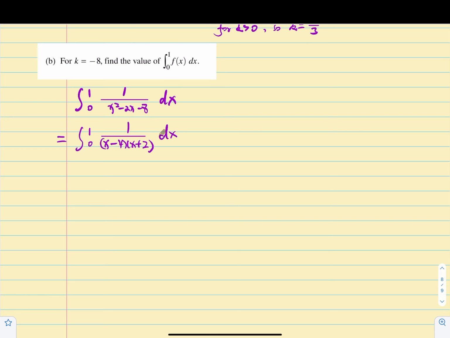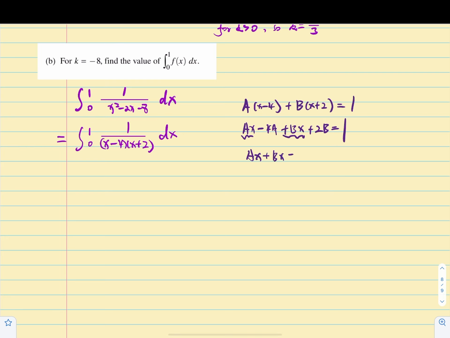So together, this needs to equal 1. I set a multiplied by x minus 4 plus b multiplied by x plus 2 equal to 1. So we find ax minus 4a plus bx plus 2b equal to 1. That means ax plus bx is equal to 0, so a plus b is equal to 0. And negative 4a plus 2b is 1, because the constant terms together need to be 1.